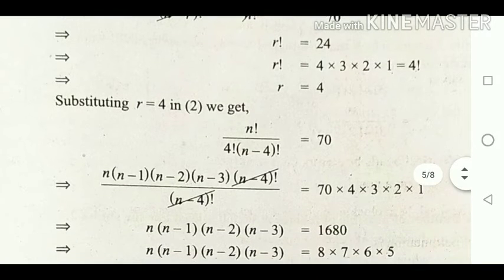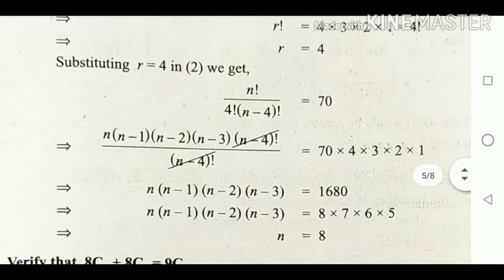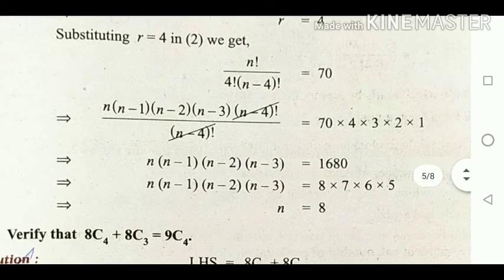We are getting n factorial divided by 4 factorial times (n minus 4) factorial equal to 70. So n factorial is reduced in terms of (n minus 4) factorial. Therefore n into (n minus 1) into (n minus 2) into (n minus 3) into (n minus 4) factorial divided by (n minus 4) factorial equal to 70 into 4 into 3 into 2 into 1. The (n minus 4) factorials are cancelled. We are getting n into (n minus 1) into (n minus 2) into (n minus 3) equal to 1680.